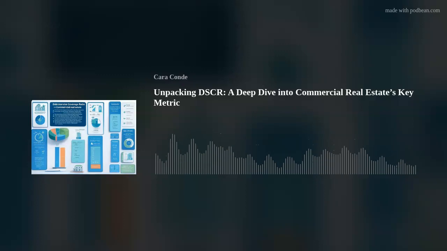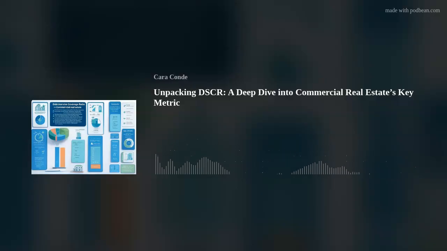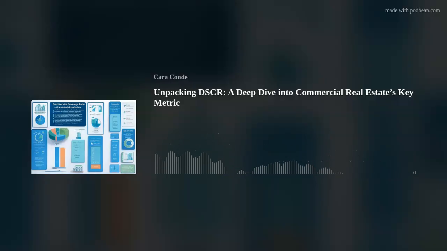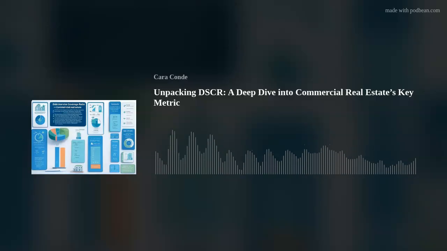Okay, so if we divide that NOI of $180,000 by the $200,000 debt service, we get a DSCR of 0.9. And Cara Conde emphasizes, this is a major red flag. Yeah. A DSCR under 1 means the property isn't generating enough income to cover those debt payments. Right. So in this case, the property is actually short $20,000 a year. Yeah, that's definitely not a good situation to be in.